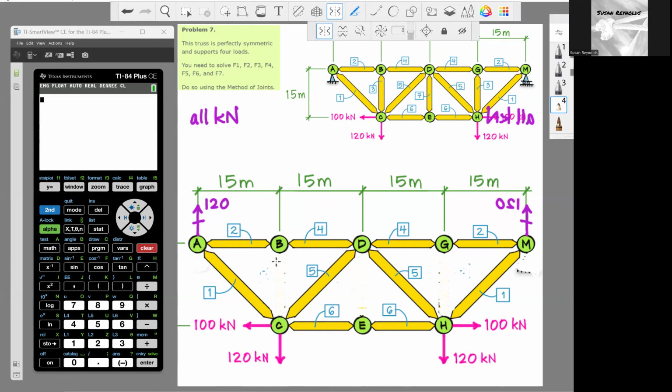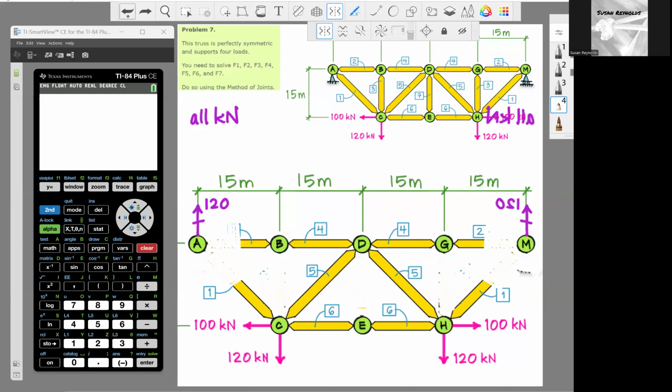So node D is no good. There's no numbers on it. Node A, 2 unknowns. Node C, 3 unknowns. Clearly, node A is the best choice. Remove member 2. Remove member 1. Replace them with their effects on the body.